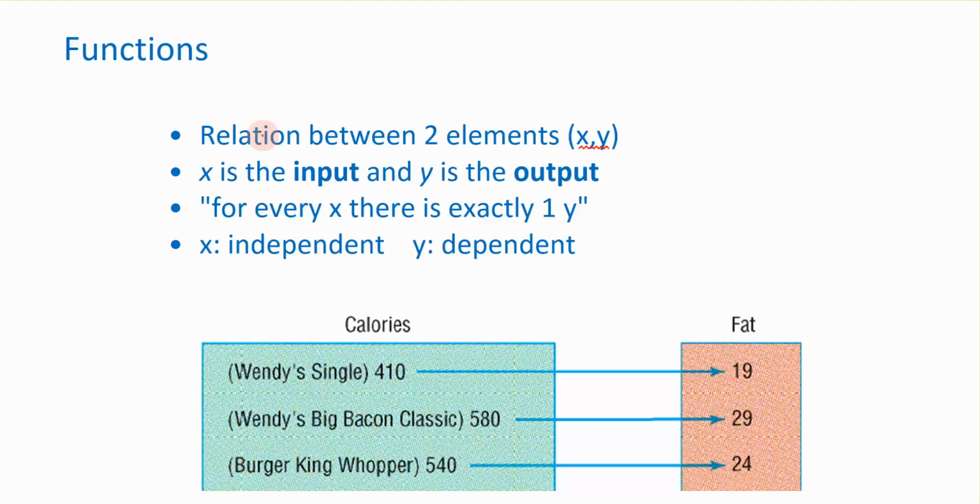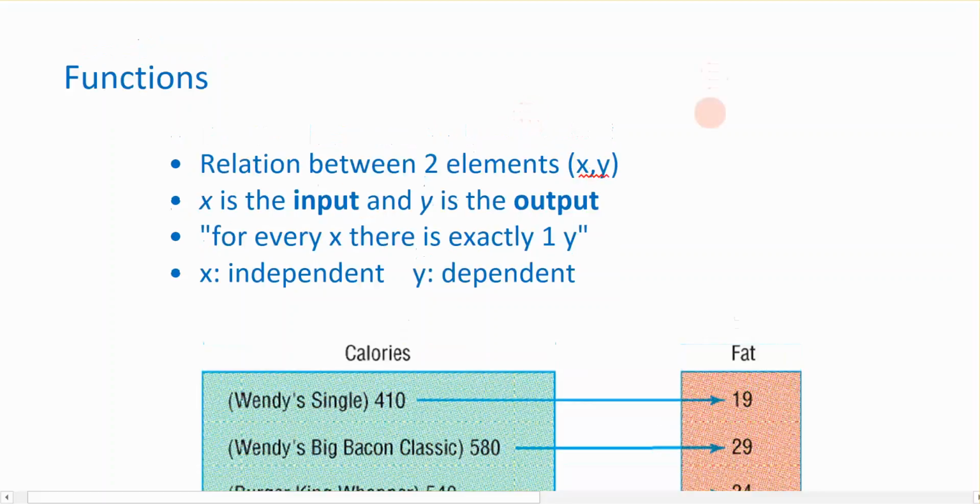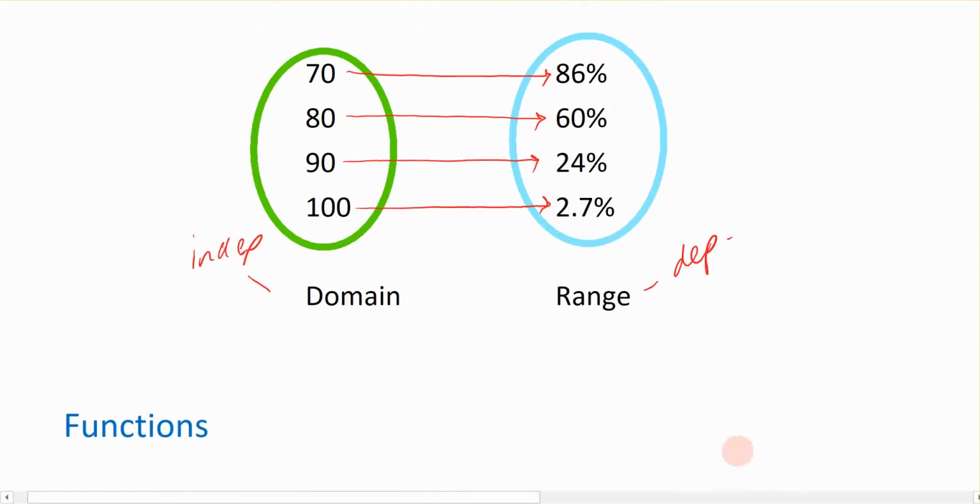Now that we know what the definition of a relation is, we can talk about a function. A function is defined by first starting with a relationship or a relation between two elements, x and y. So if we go back up here to our previous talk where we had a relation between your age and your survival rate, you can see that, again, we had the relation between the two elements up here.